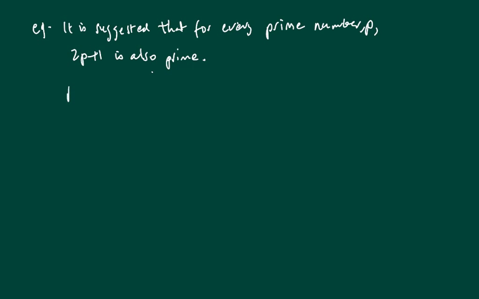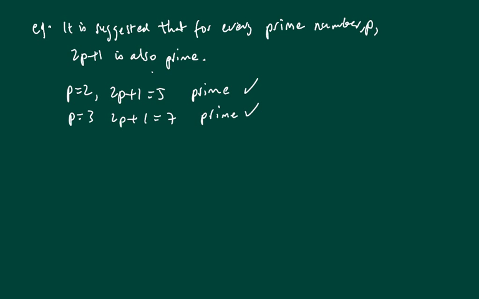So let's try a couple. If we put p equals 2, 2p plus 1 equals 5, which is prime. Okay, so therefore it works. And let's put p equals 3, 2p plus 1 gives us 7. This is also prime. This works as well. Put p equals 5, then 2p plus 1 equals 11. Turns out to be prime.